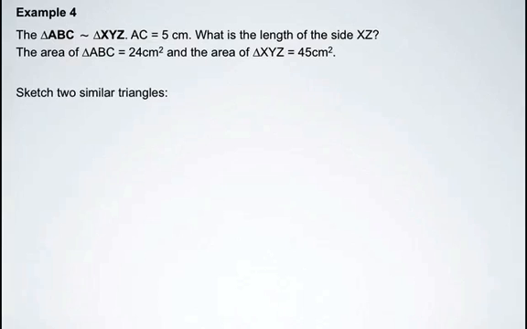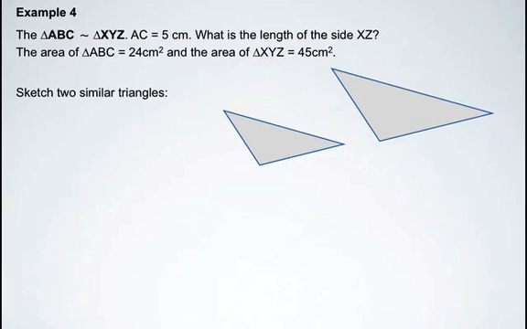First step you're going to want to do is sketch the two similar triangles. Now looking at the areas of these triangles, you should recognize that triangle ABC is the smaller of the two triangles. So we've identified that area as being 24 centimeters squared, and this one is 45 centimeters squared, and now we'll go ahead and label each of the vertices of the triangles. We also know that in triangle ABC, side AC is 5 centimeters, right here.